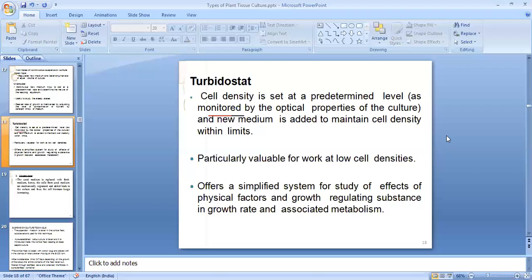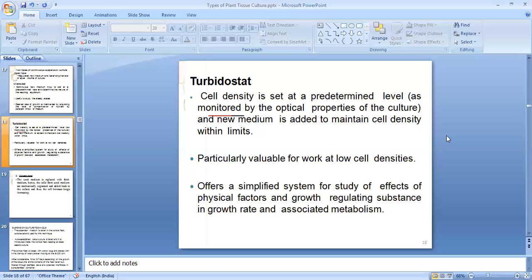Okay, so here when the medium is added and the cell is allowed to grow, when there is a complete growth of the cells happening over there, there will be a difference in the turbidity of the culture medium. So when the turbidity increases, the sensors will sense the increase in the turbidity and automatically the fresh nutrient medium will be allowed to flow into the bioreactor. Okay, so that is the continuous suspension culture, that is the turbidostat.